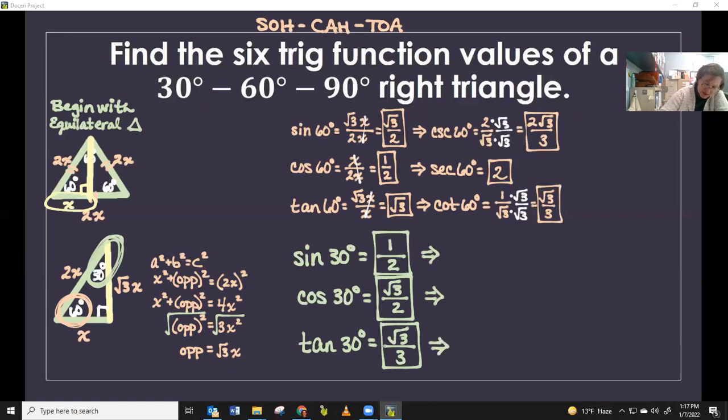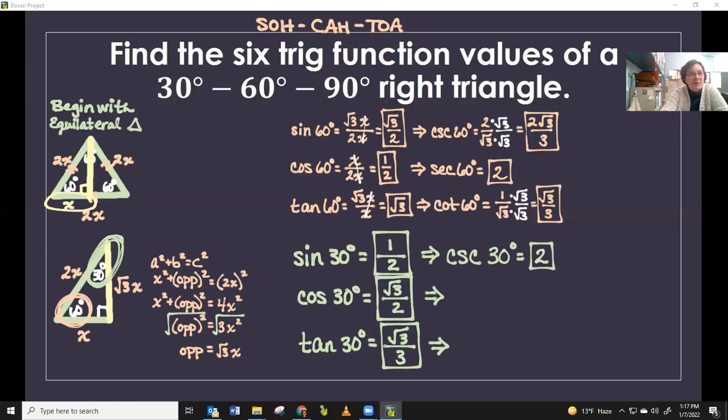What's the reciprocal of sine again? Reciprocal of sine. Cosecant. Cosecant of 30 degrees is going to be the reciprocal of sine. So that was 1/2, so now that is 2.